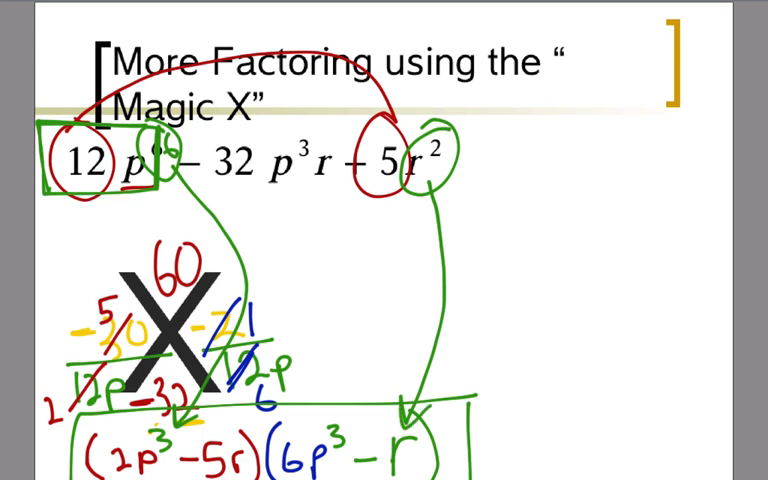So when there's variables, it's always going to be the first variable cut in half, the second variable cut in half, and then whatever the numbers work out to be from the magic x.